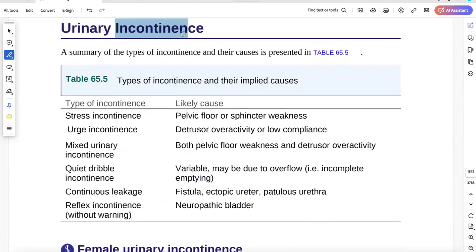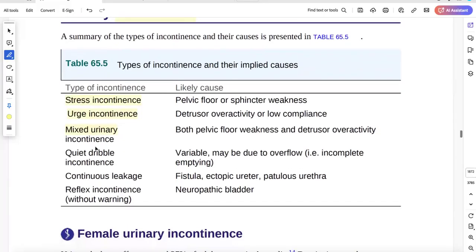Incontinence. We haven't discussed urinary incontinence yet. So urinary incontinence also comes in the exam. Incontinence means inability of the patient to hold the urine. There are mainly 3 or 4 types of incontinence. So we have got stress incontinence, urge incontinence, mixed incontinence, and there is a condition called overflow incontinence.